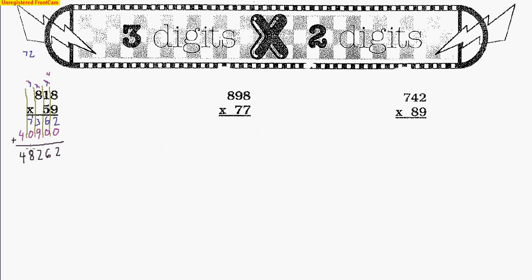Typically we put a comma in between the different place values when we're into a different series of numbers. So in between the thousands and the hundreds, I'm going to put that comma so it's easier to read the number. 48,262. The comma helps you figure out when to stop and say that place value. 48,262. Let's take a look at this next problem.